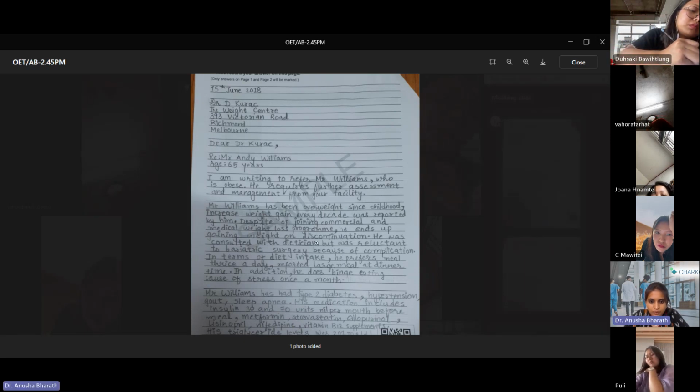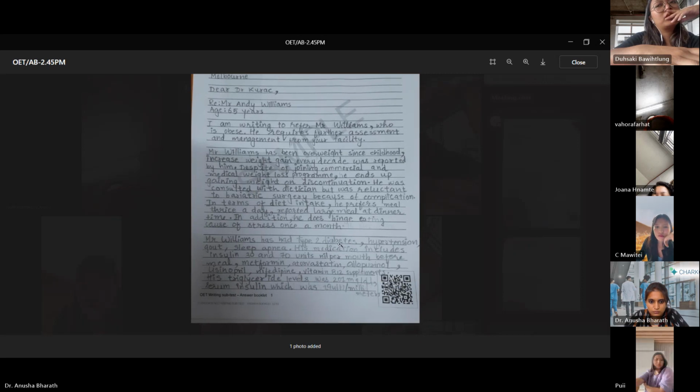This program, he ends up gaining weight on discontinuation, consulted bariatric surgery because of complications. Because of stress, no. Because of stress. The word is because of stress.